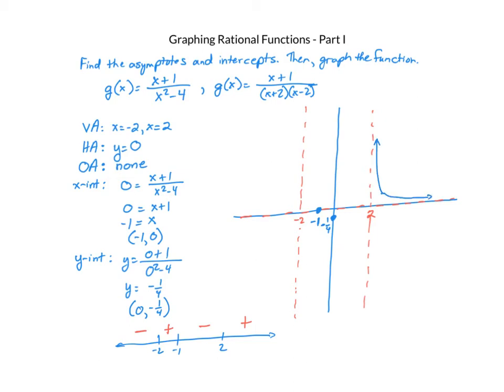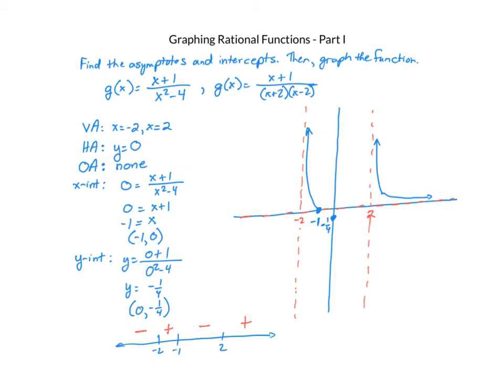In between negative 2 and 2, I have that it is positive between negative 2 and negative 1. That means between negative 2 and negative 1 is right here. It's above the x-axis. So I'm going to draw that in. It means it's going above, and of course it has to approach that asymptote. And to the right, it goes negative.